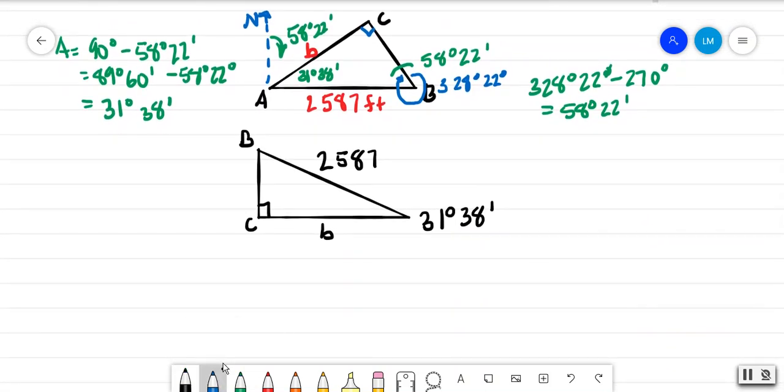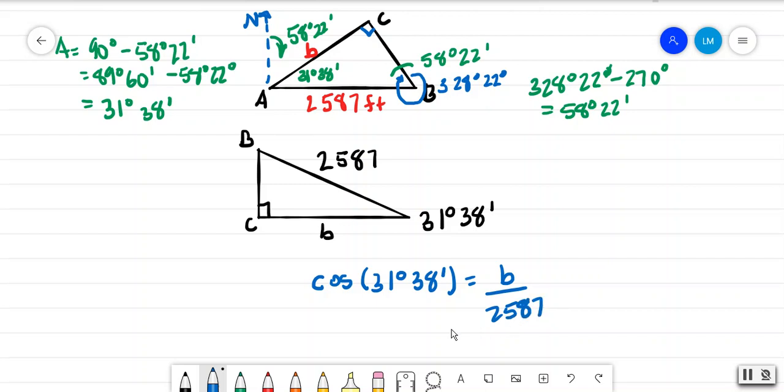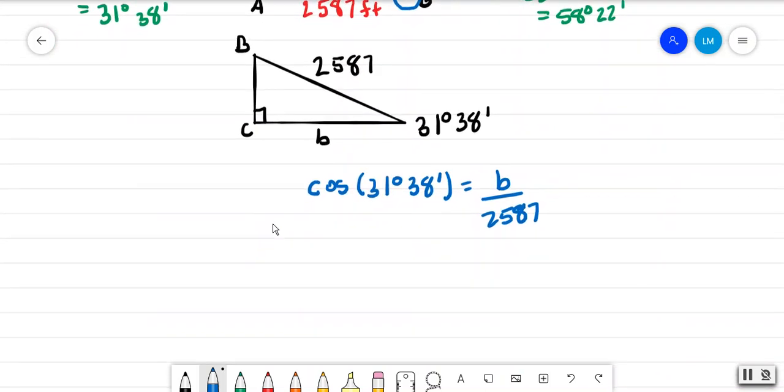So the next step would be that we would just say, well, relative to 31 degrees and 38 minutes is the adjacent, the unknown, and the hypotenuse. So that's going to be cosine of 31 degrees and 38 minutes is equal to B divided by 2,587. Now, when we multiply that through, you're going to get that B symbolically is equal to 2,587 multiplied by cosine of 31 degrees and 38 minutes.